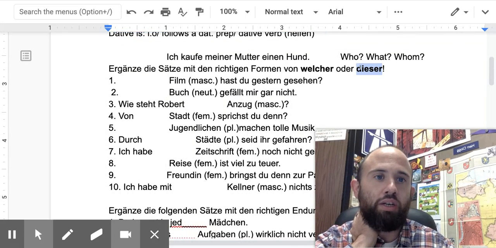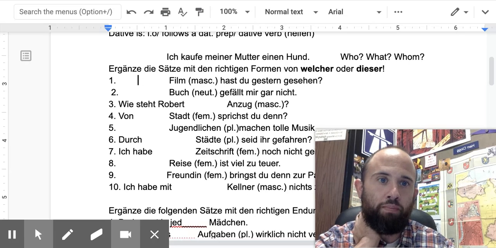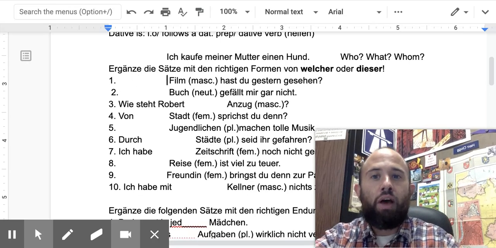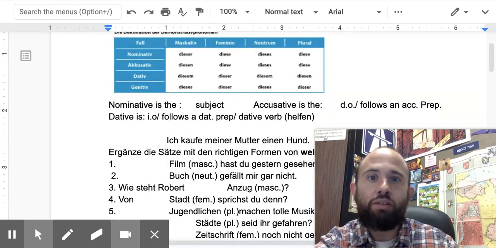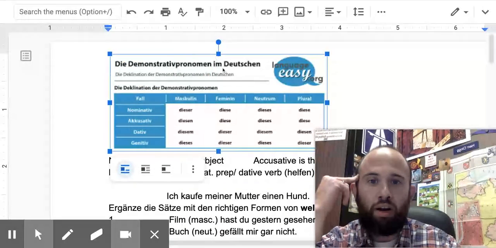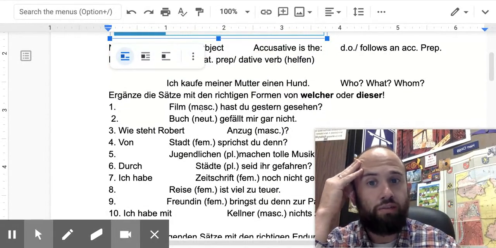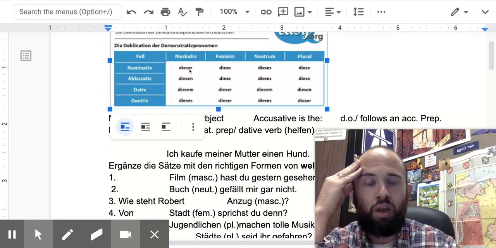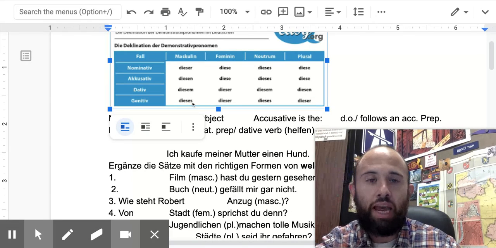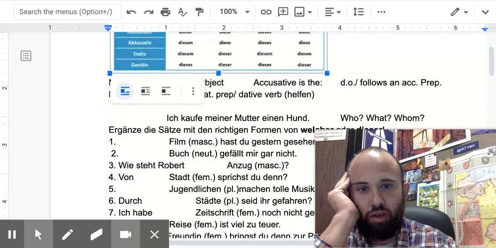Welcher means which, dieser means this. So let me show you how this would work. If I'm asking you, which film did you see? Which film did you see? I need the right form of welcher, welch. I'm adding endings like er or an e or an es to the word, to welch. But how do I know what to do? Well, I already know that film is masculine because I'm telling you here. So we're either going to use welcher, welchen, welchem, or welches. We have 4 options, unfortunately.